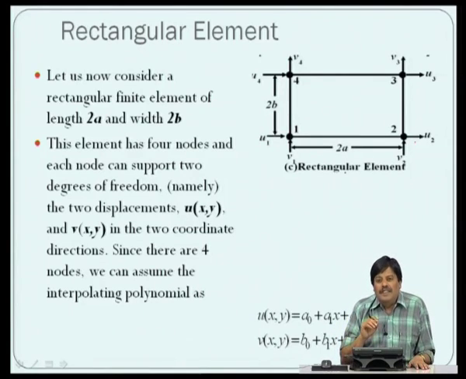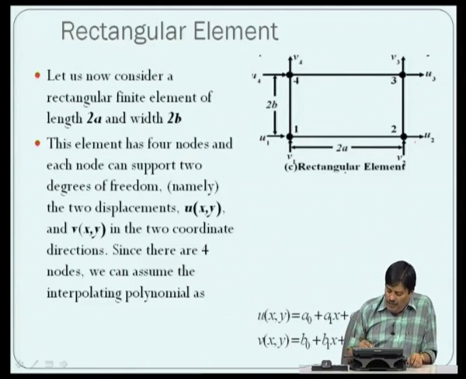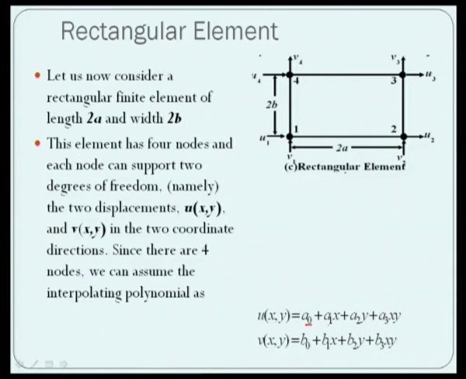That means the polynomial is not only in x, there is also y dependency. It will have x and y, and it should have 4 constants both in u and v. So, we take the form u of x y is equal to a0 plus a1 x plus a2 y plus a3 x y. Similarly, we have b0 plus b1 x, b2 y and b3 x y. So, there are 8 constants corresponding to 8 degrees of freedom here.